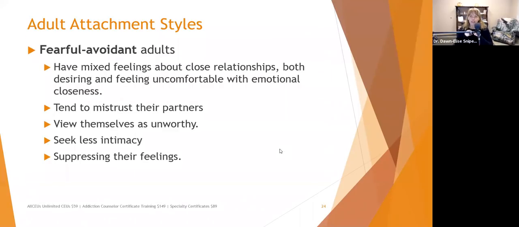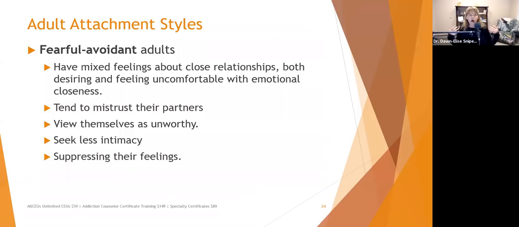Fearful avoidant adults have mixed feelings about close relationships, both desiring and feeling uncomfortable with emotional closeness. So they want it, but it scares the crap out of them. They tend to mistrust their partners, hence the fearful part, view themselves as unworthy, and seek less intimacy. I want to be with you, but I want to make sure that I can cut my losses really easily. And they may suppress their feelings in relationships.